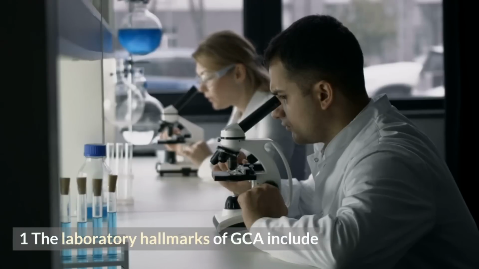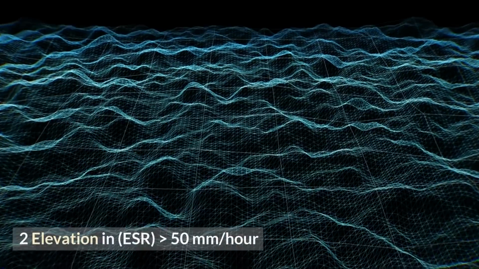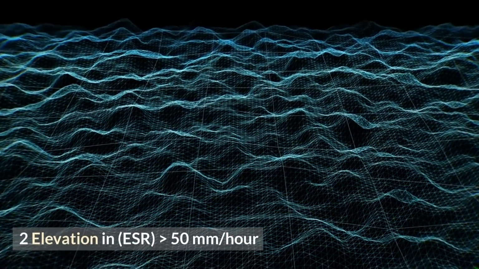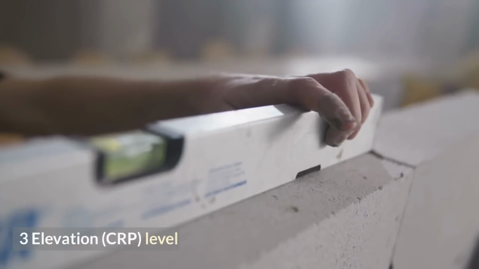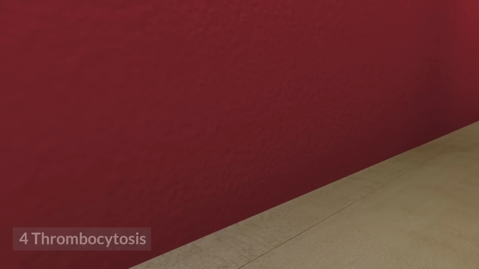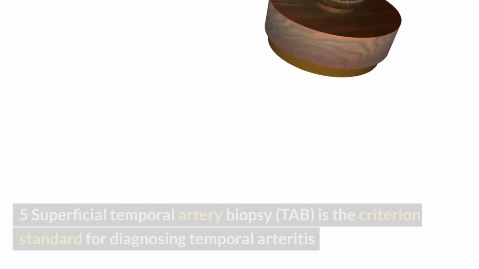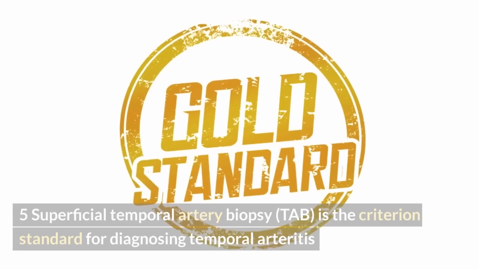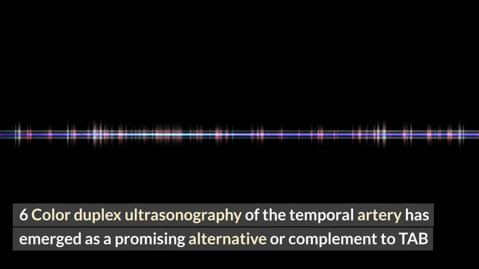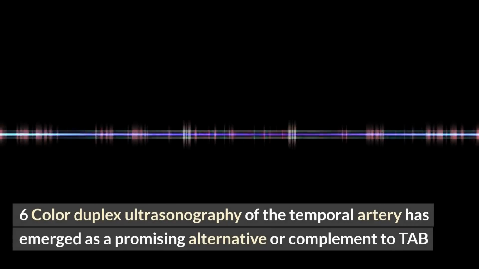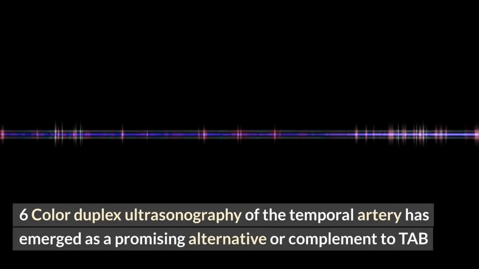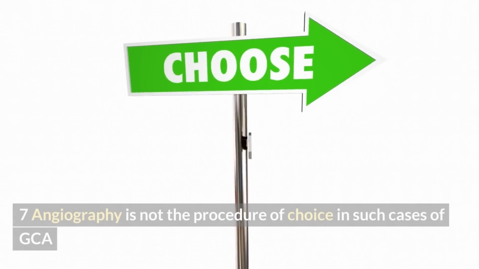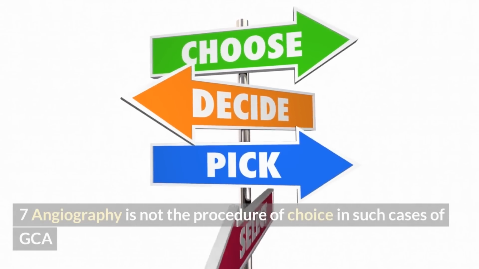How to investigate. 1. The laboratory hallmarks of GCA include 2. elevation in ESR greater than 50 mm per hour. 3. Elevated CRP level. 4. Thrombocytosis. 5. Superficial temporal artery biopsy, TAB, is the criterion standard for diagnosing temporal arteritis. 6. Color duplex ultrasonography of the temporal artery has emerged as a promising alternative or complement to TAB. 7. Angiography is not the procedure of choice in such cases of GCA.